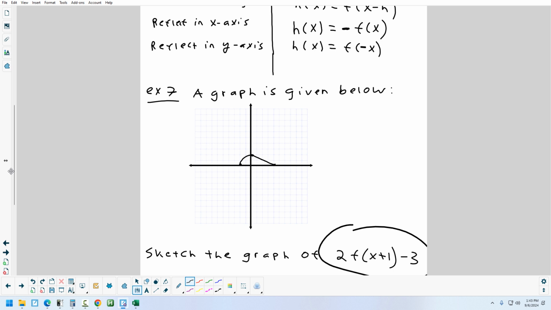When you do transformations, does the order matter? Yes, and I gave you that order yesterday, so we have to follow that order. What number are we going to focus on first here: the 2, the +1, or the -3? That requires you to identify what each of these numbers does, and then look at the order from yesterday and see which one comes first.